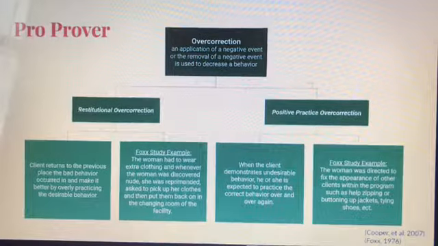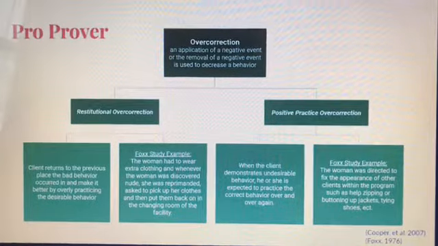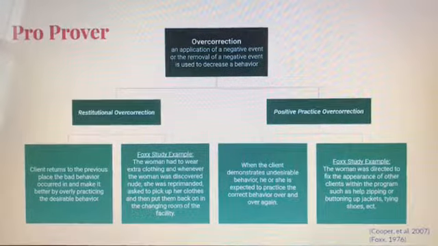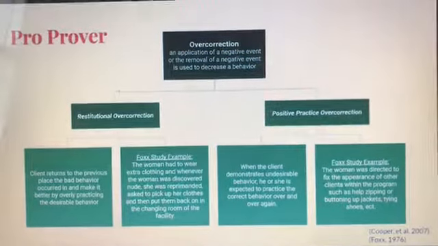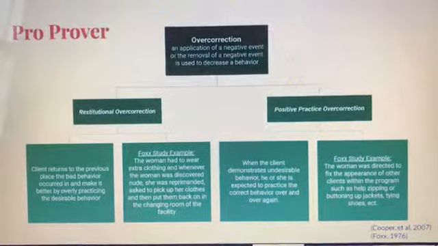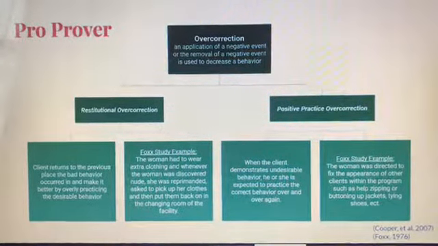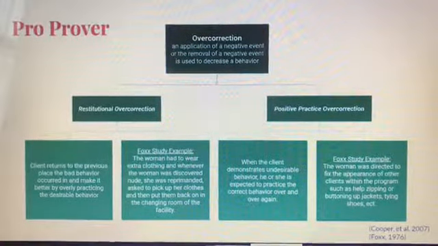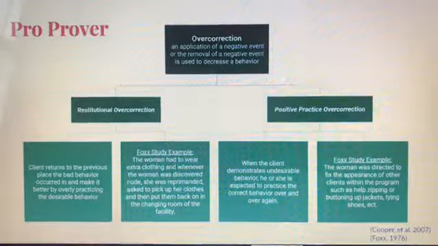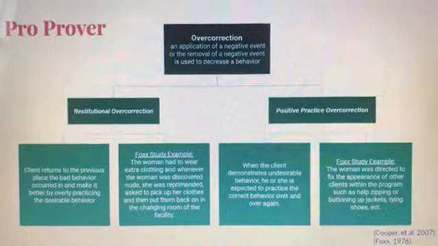Restitutional overcorrection is when the client must return to the place where the bad behavior had occurred and make it better by overly practicing the desirable behavior. This typically is cleaning up after one's own behavior and then doing more. Restitutional overcorrection was used in the single case study where the woman had to wear extra clothing, and whenever the woman was discovered nude, she was reprimanded, asked to pick up her clothes, and then put them back on in a changing room facility.